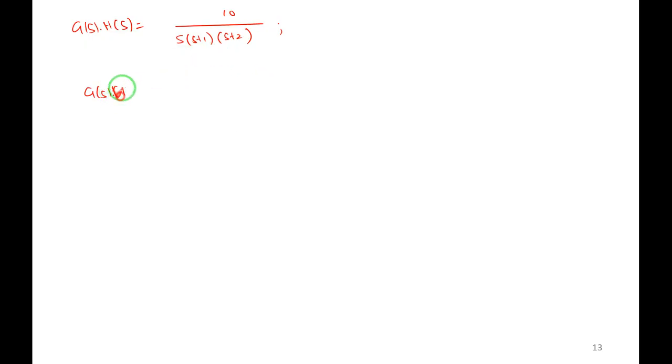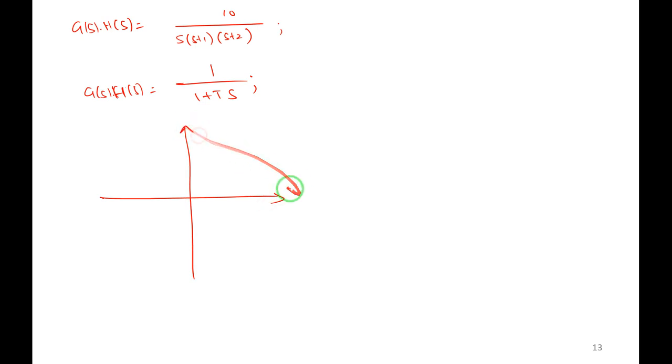So G(s)H(s), we know this, 1 divided by 1 plus Ts. For this, what was the polar plot? Sigma, j omega, 0 degree, minus 90, minus 180, minus 270. For 1 divided by 1 plus Ts, the starting point was here. This was the polar plot, if you remember; yesterday we have seen. This is for omega equal to 0 and this is omega equal to infinity, a 90 degree clockwise rotation.